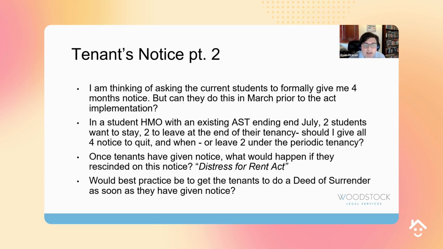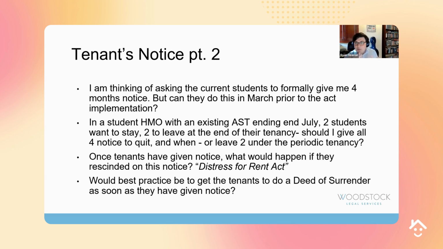Second question. So in a student HMO with an existing AST ending in July, again, fixed terms are relevant here, so disregard that bit where it ends in July. 2 students want to stay, 2 students want to leave. Should I give them all letters to quit and when, or leave 2 under the period of contract? I think this dovetails quite nicely with what I was saying before, which is just you need to find a way to make it work.